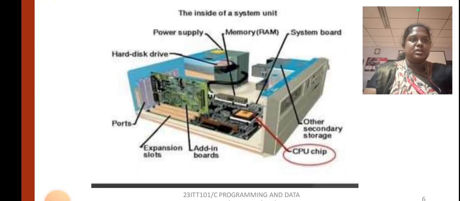This is the inside of the CPU. What are the items here? Port, hard disk drive, power supply, memory, RAM, ROM, and system board, other secondary storage, and then an add-in board also.